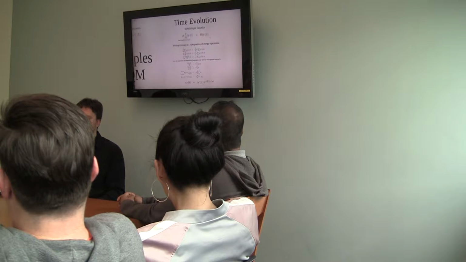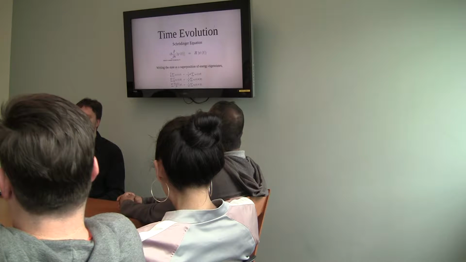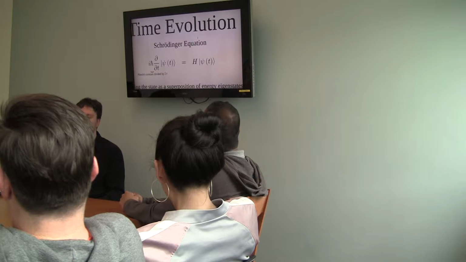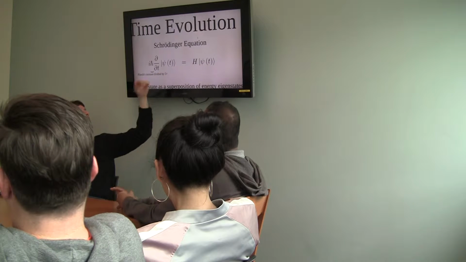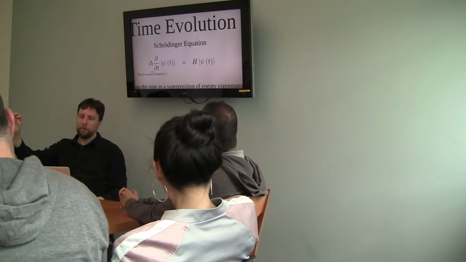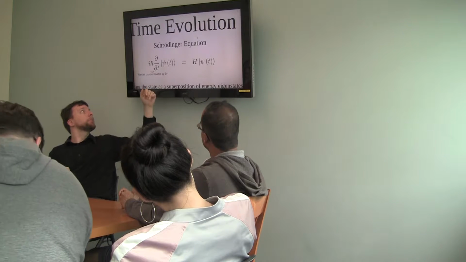So now we get to the famous Schrodinger equation, and what the Schrodinger equation tells us is how the system changes with time. So any state vector, if I know what that state vector is now, and I want to figure out what it's going to be 5 seconds from now, I can use this equation.